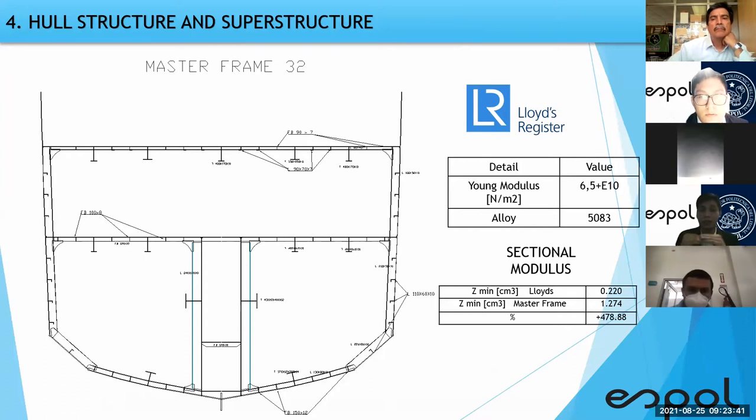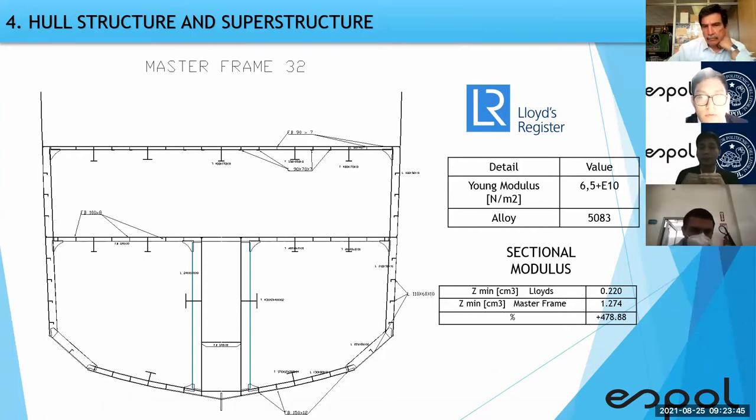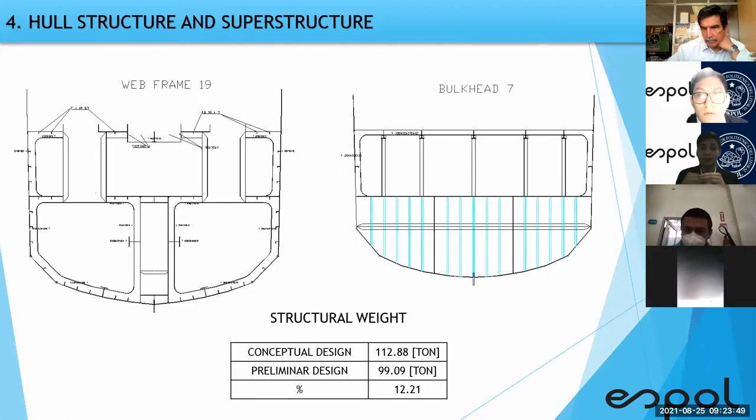And we can see a bulkhead in the aft zone and a web frame in the midship section. It's important to say that we have to do two designs, a conceptual design and a preliminary design. In the conceptual design, we have an estimated weight of only 550 tons, down in the preliminary design for the weight of the structure.